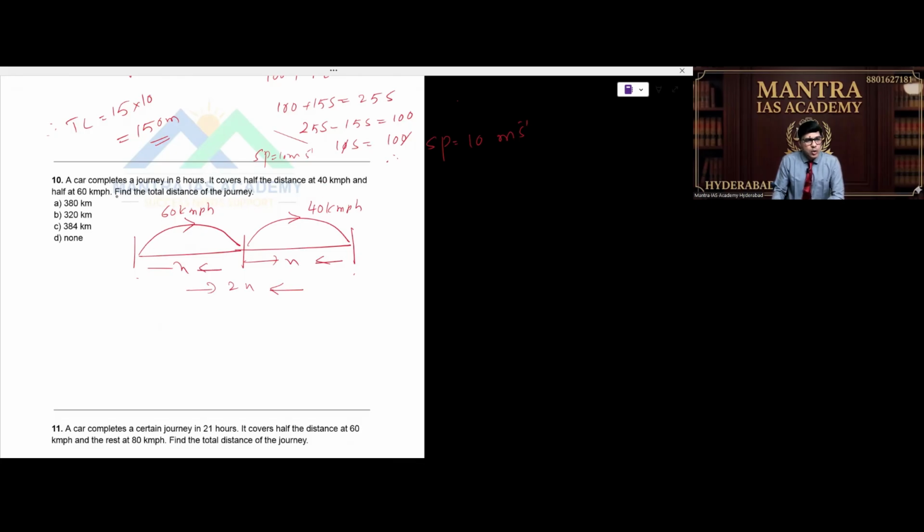This is after total journey time, called T1 plus T2. Total time is 80 hours. But you know the time formula, distance by speed, implies x by 60 plus x by 40 is 80. So now you can take the LCM as 240 here.